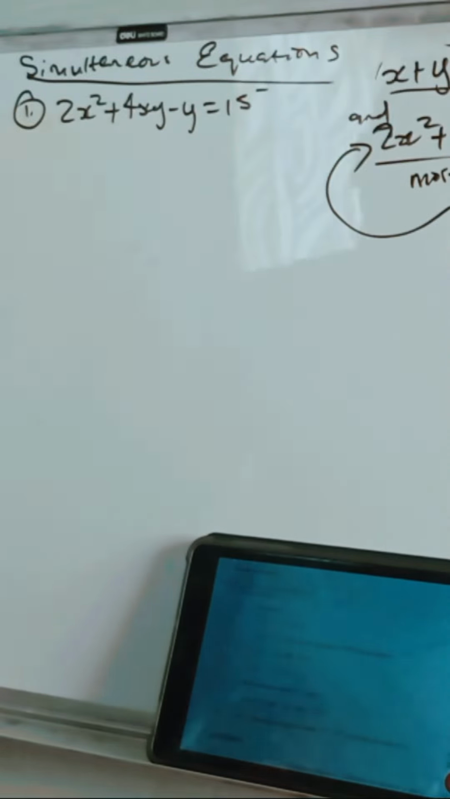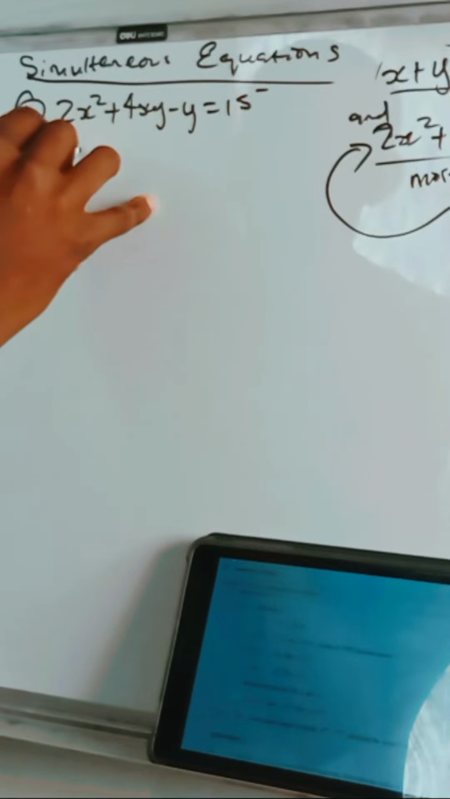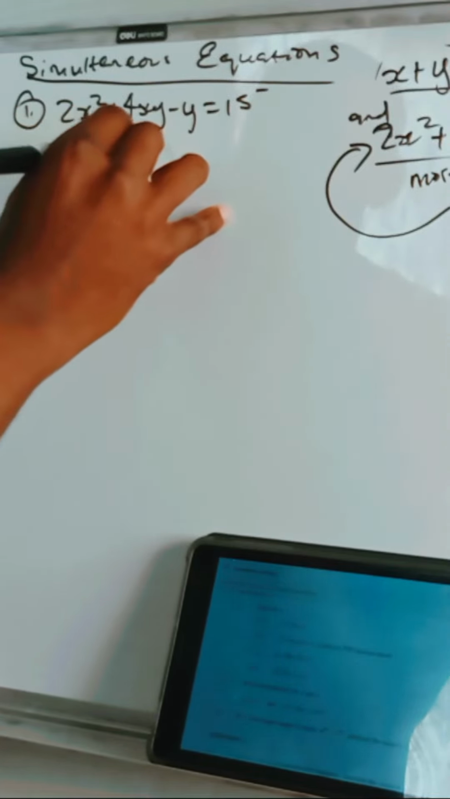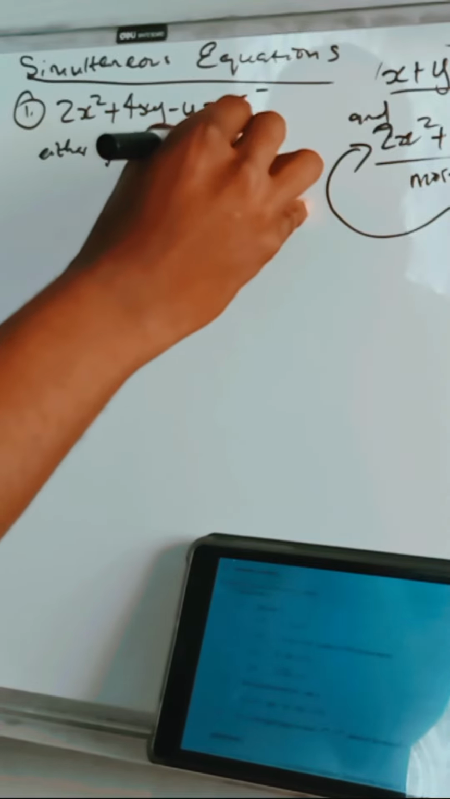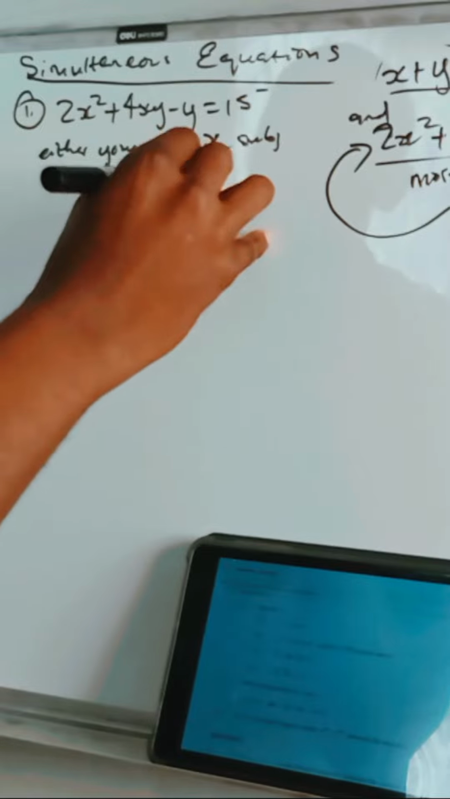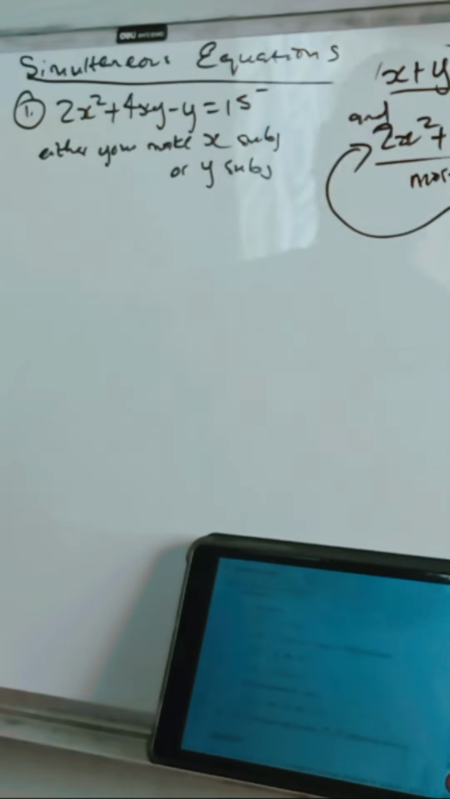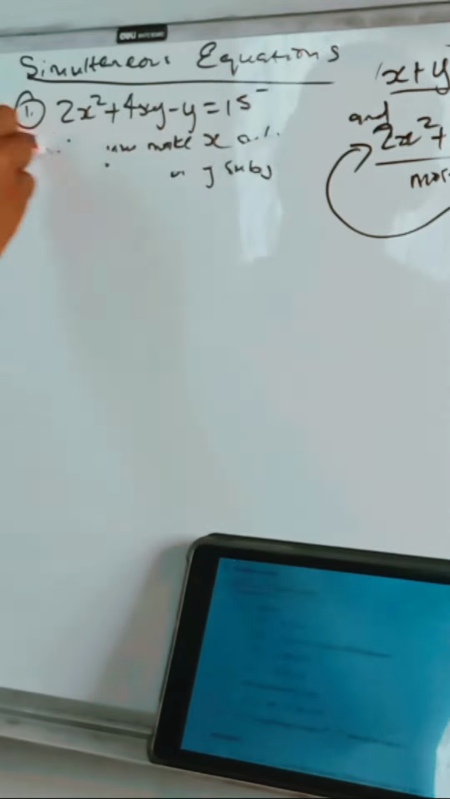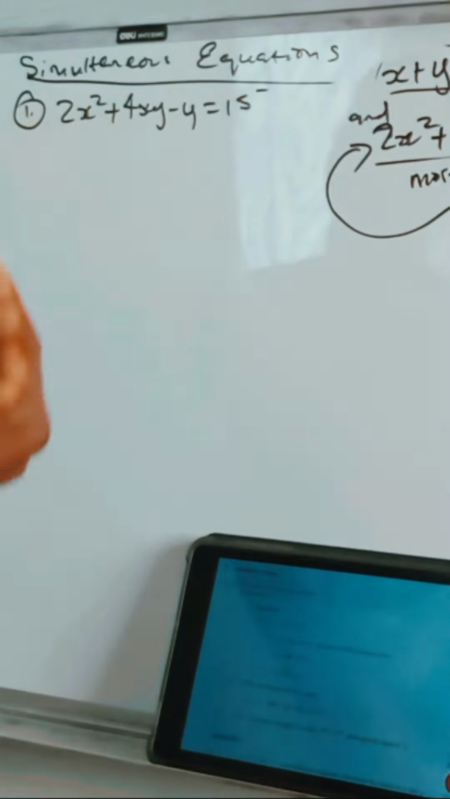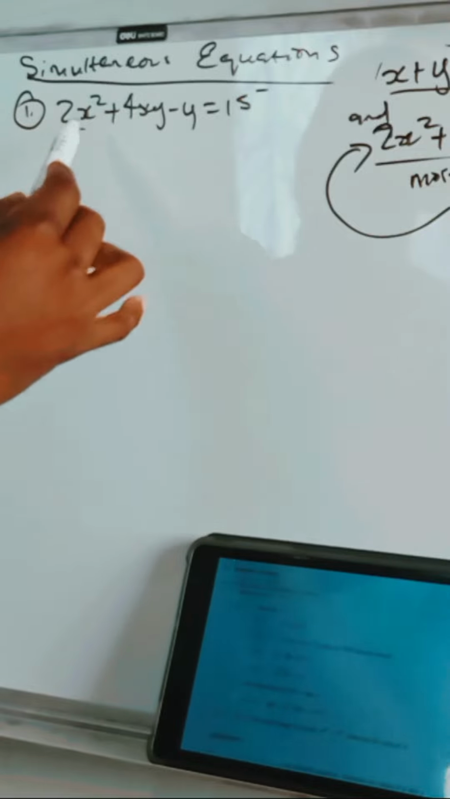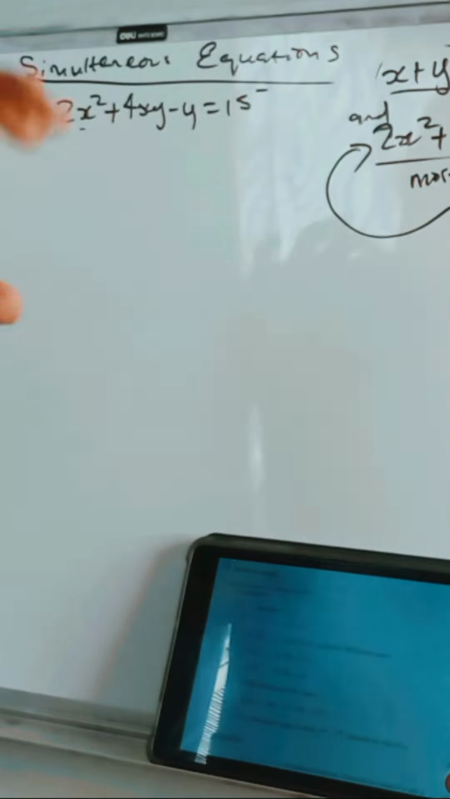So when we look into this one, firstly, you must know that you must make one a subject of the formula. It's either you make x the subject of the formula or y the subject of the formula. Look into this one. This one is more simple because the only one that has a square is the x, meaning that you cannot pick x as a subject of the formula.